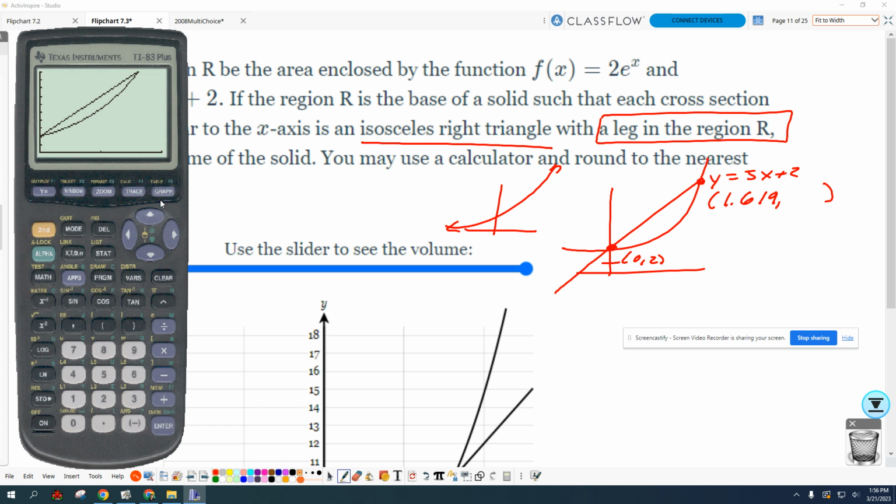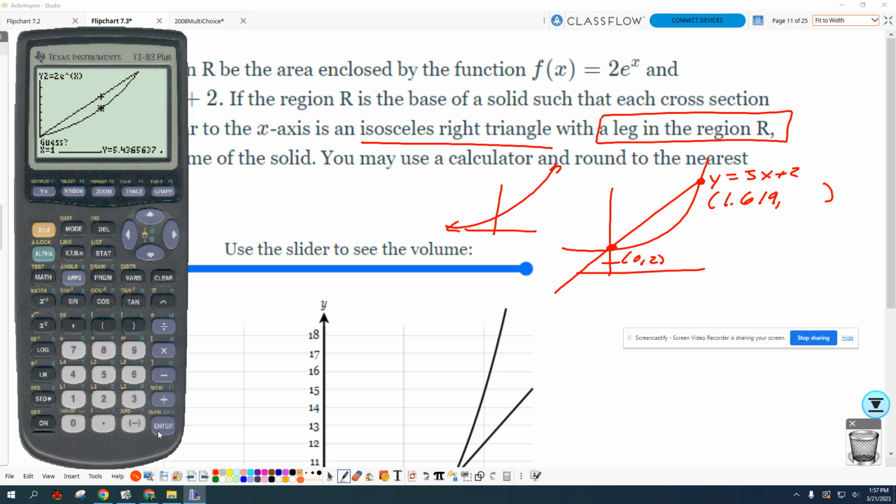Okay, so how do I find where they intersect, Carmen? You go to second trace. Second trace, which is calculate. Number 5, which is calculate the intersection. And it's blinking and saying first curve, so enter. And then it moves to the second equation in there, and is that the second line we want? Yes. And then it says guess.